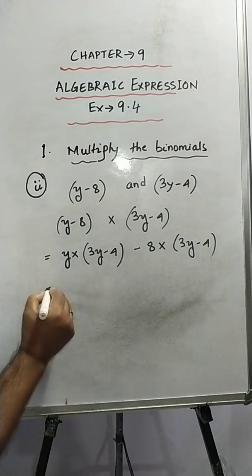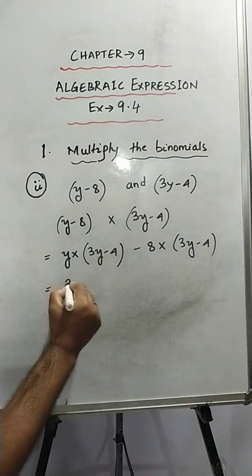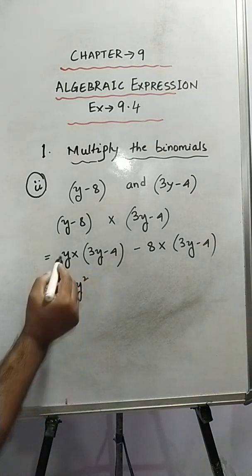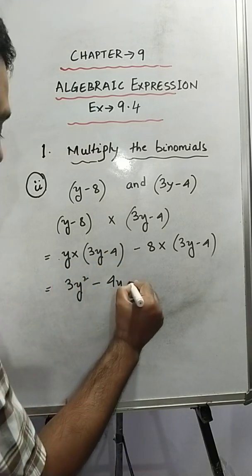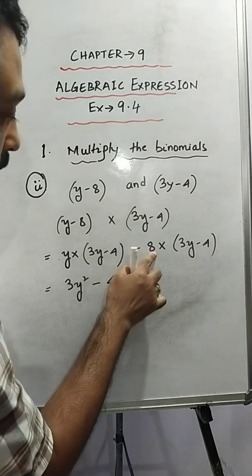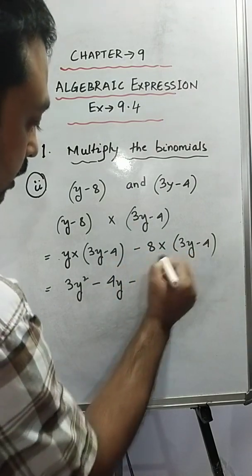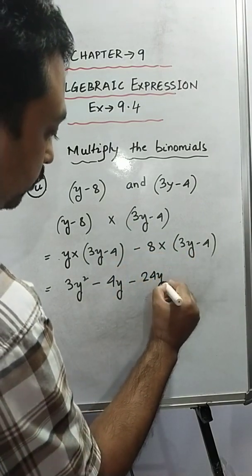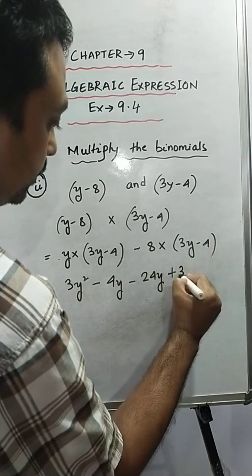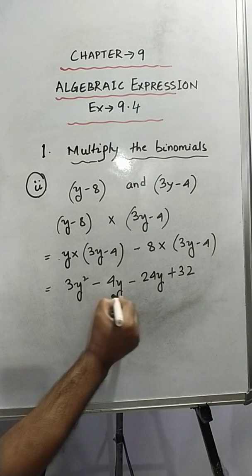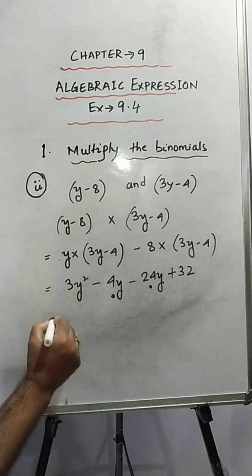Okay, so now let's multiply this. y into 3y is 3y square, plus minus is minus, y into 4 is 4y. Now we put the minus sign here. We'll multiply 8 into 3y. 8 into 3y will give you 24y. Minus minus is plus. 8 4s are 32. Now again we have two like terms here, the y terms. So we'll solve this.